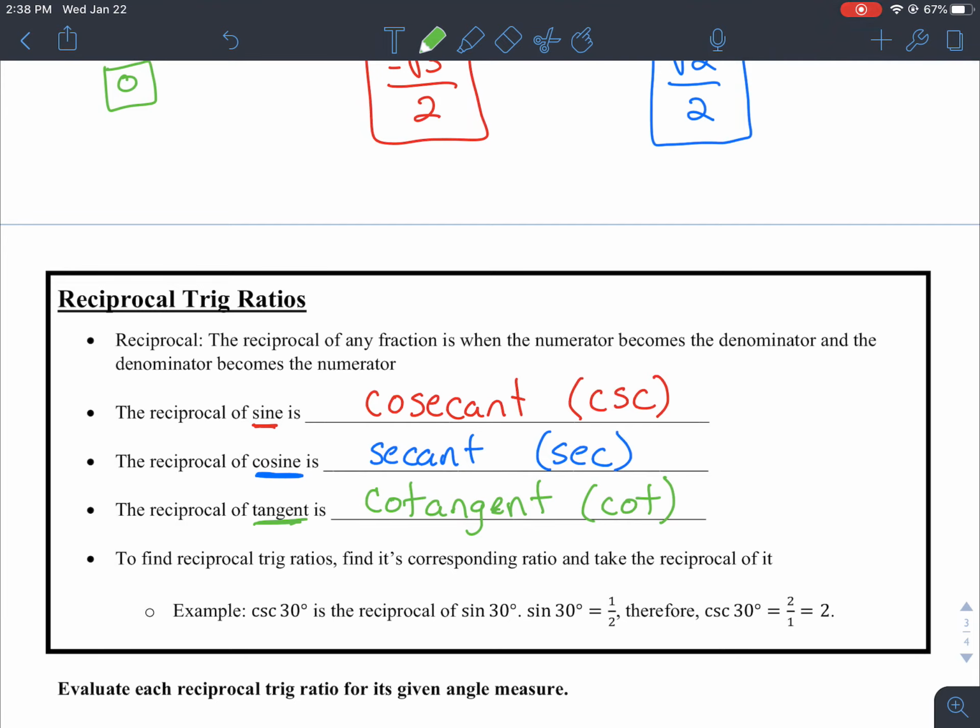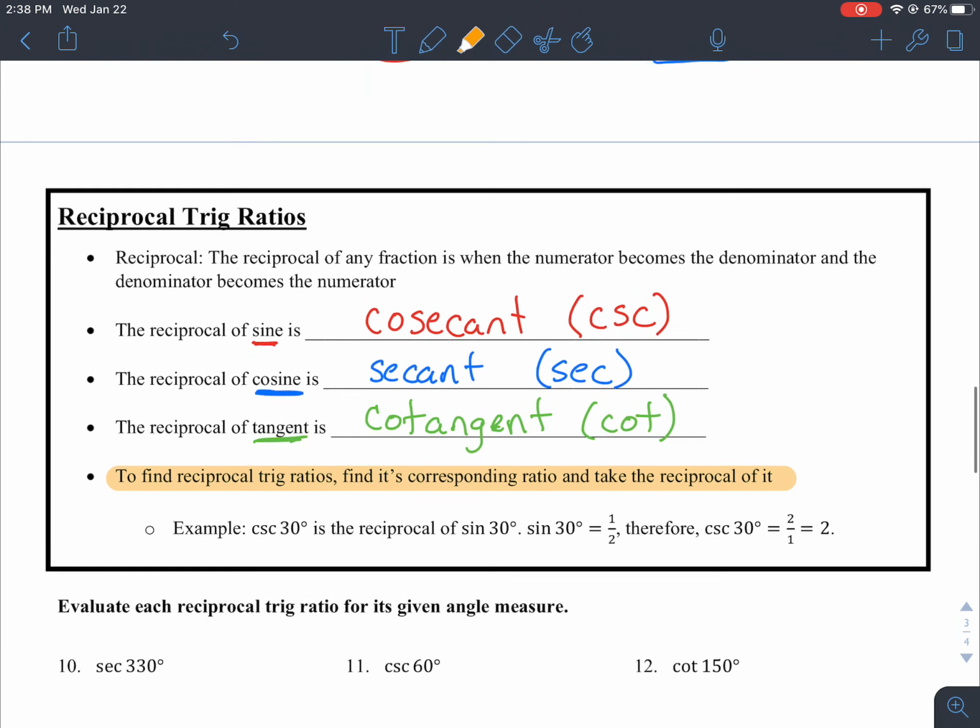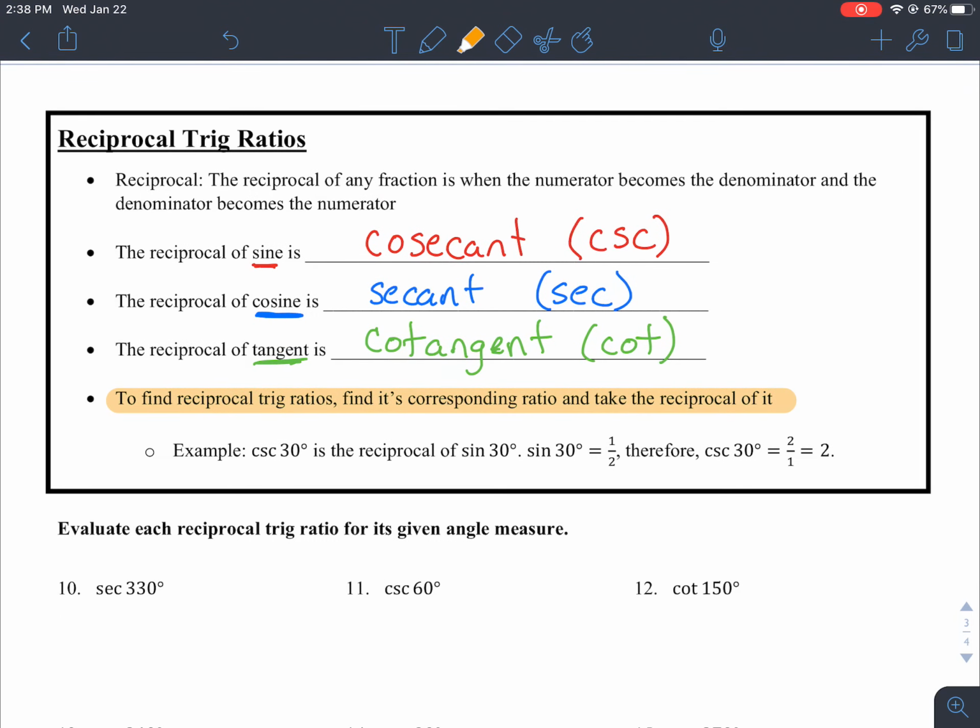To find reciprocal trig ratios, find its corresponding ratio, and then take the reciprocal of it. So, for example, if we want to know what the cosecant of 30 degrees is, we first think cosecant goes with sine, so we're going to find the sine of 30 degrees first. The sine of 30 degrees is 1/2, so I'm going to take that answer and do the reciprocal of it. So if sine of 30 is 1/2, the cosecant of 30 is the reciprocal of 1/2, which is 2 over 1, or just simply 2.